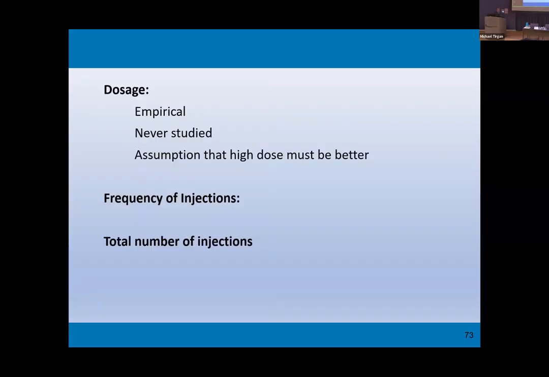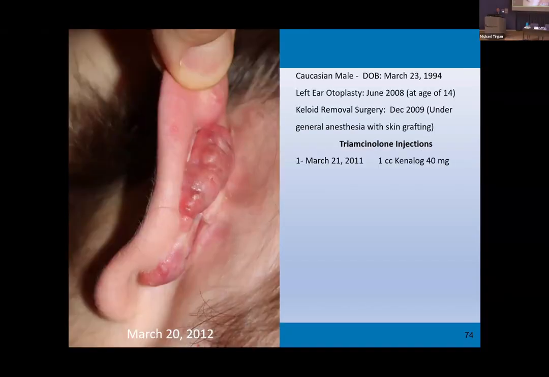Again, what we are doing is using very empirical dosage of this. Everybody uses whatever dose they wish. We don't have harmony in that. And actually, there's no linear relationship between the dose and response. The assumption is higher dose works better. Of course, it does cause complications.